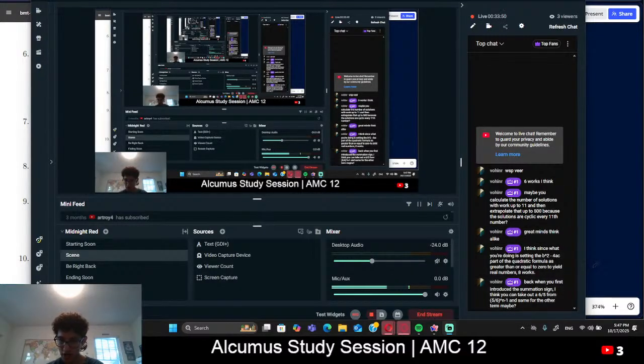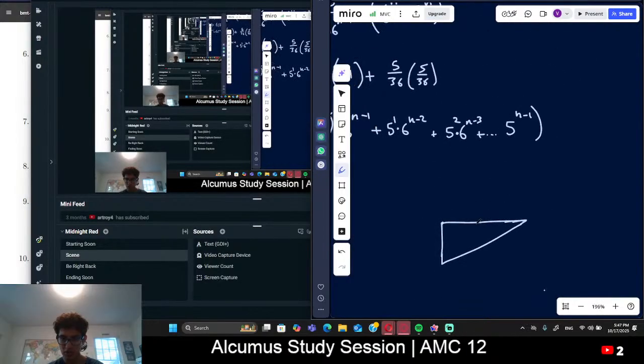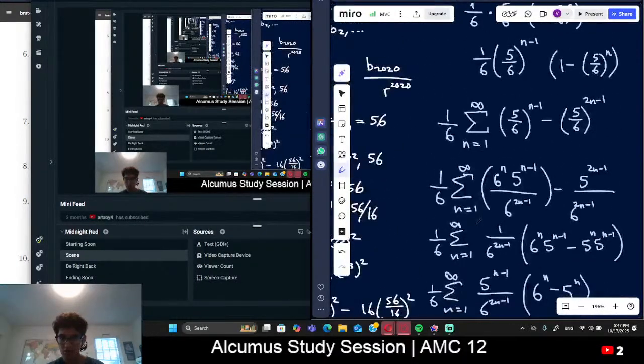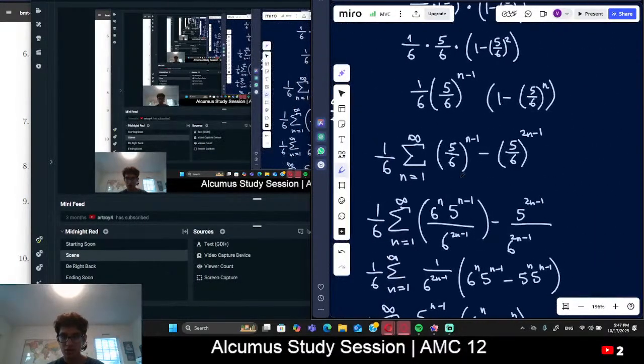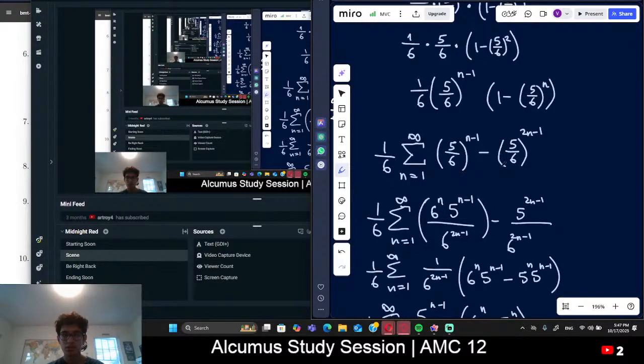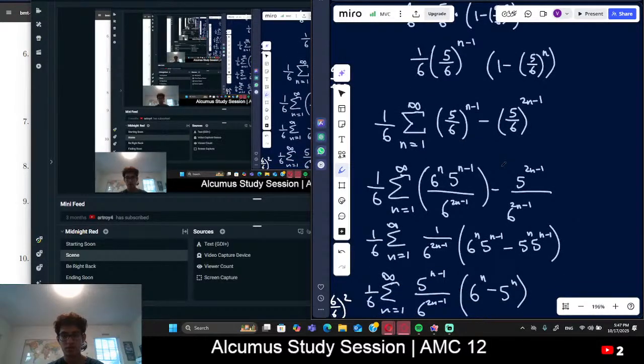For the current question, back when you first introduced the summation sign, I think you can take out a 6 over 5 from 5 over 6 to the n minus 1. Let's pop back there and check. So when we first introduced it, you can take out a 5 over 6 from that. Yeah, you can. We can. Yeah. Okay, so let's do that.